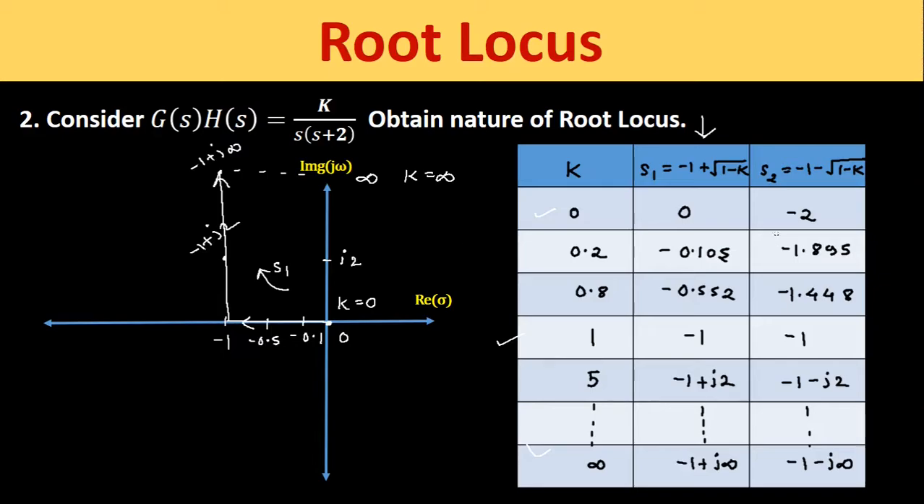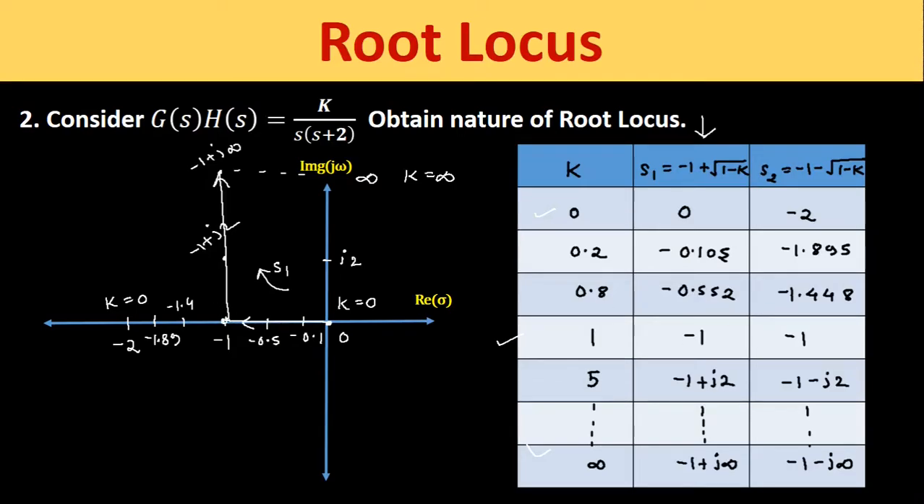First we have to take k is equal to 0. At k is equal to 0 we have S2 is equal to minus 2. So somewhere here we have S2 is equal to minus 2 at k is equal to 0, and when we take k is equal to 0.2 we have minus 1.89. So here we have minus 1.89. Then the next point is at 0.8, where we have minus 1.4. So somewhere here we have minus 1.4.